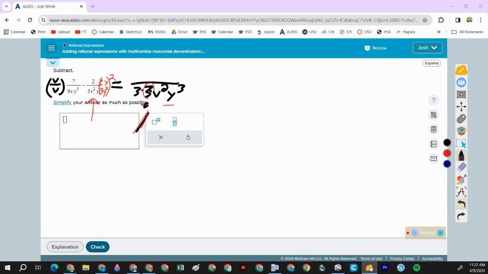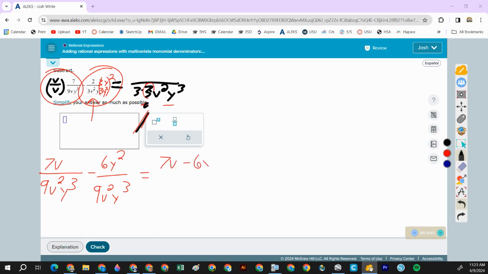Okay, so this becomes 7v over 9v squared y to the 3rd, minus, this becomes 6y squared over 9v squared y to the 3rd. Now they have a common denominator. 7v minus 6y squared over 9v squared y to the 3rd.